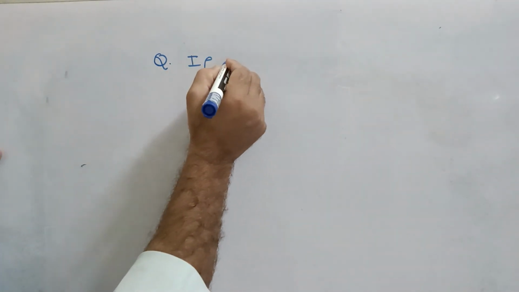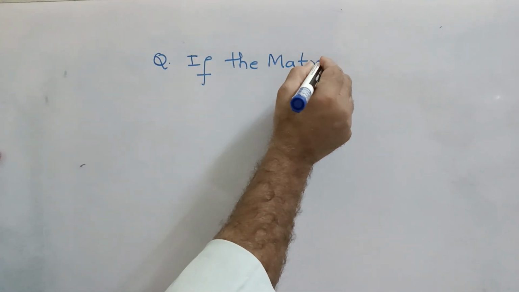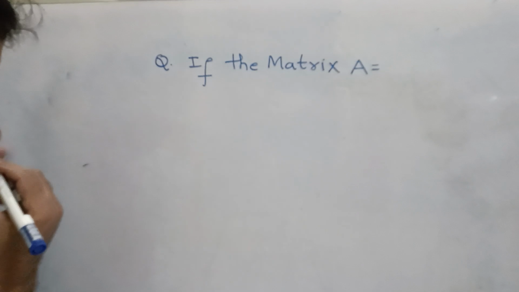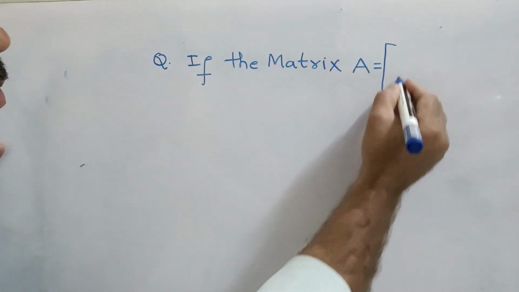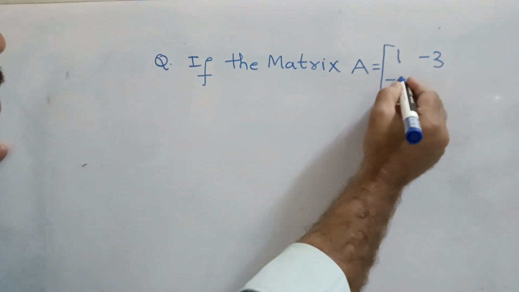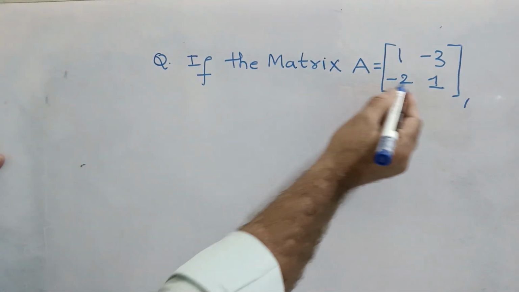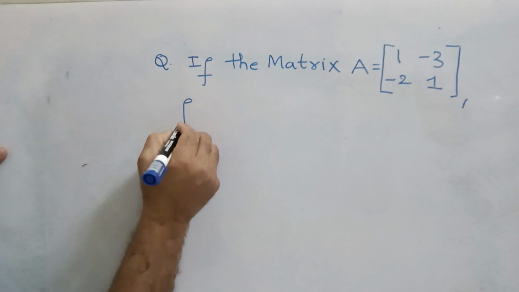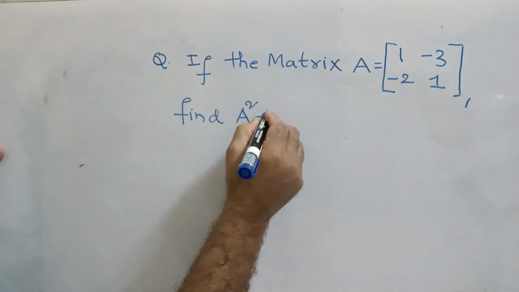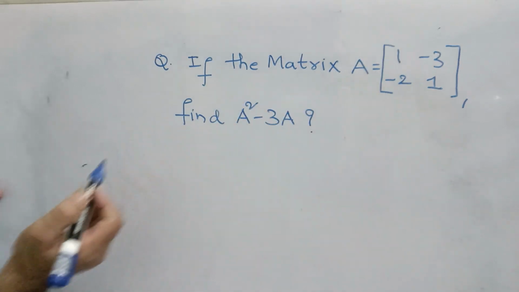If the matrix A is given as 1, minus 3, minus 2, 1, this is the given matrix. If the matrix A is given like that, then the question is: find A square minus 3A. That is the question.